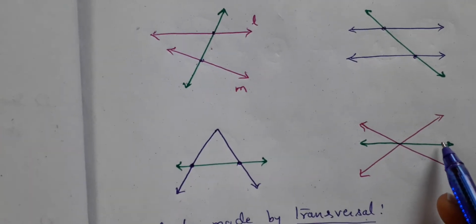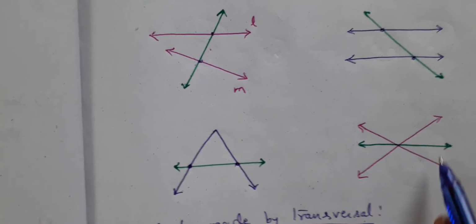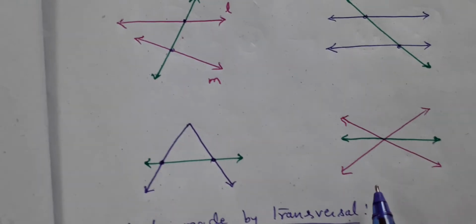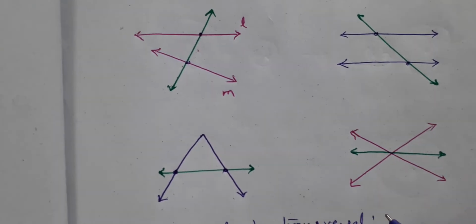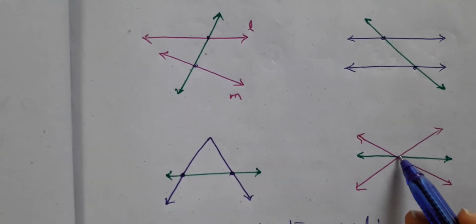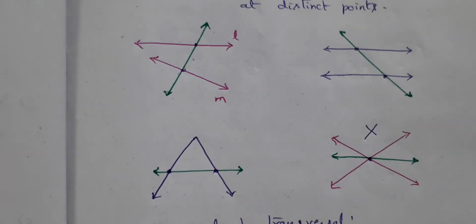Now coming to this part. None of the lines are transversals here to any set. See, if you take this one, it is not meeting these two lines at two different points. So all have common points. Therefore this is not a transversal. This is not a transversal.